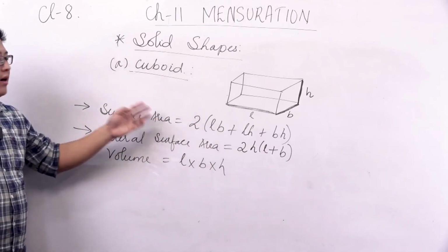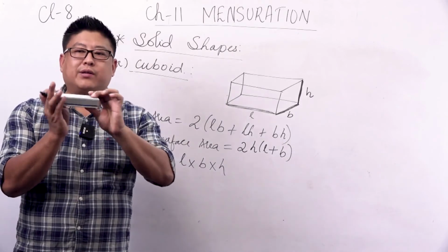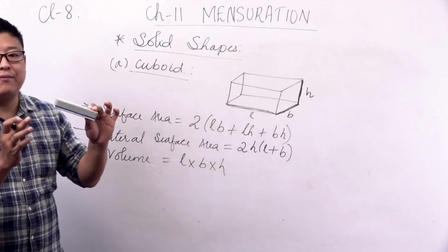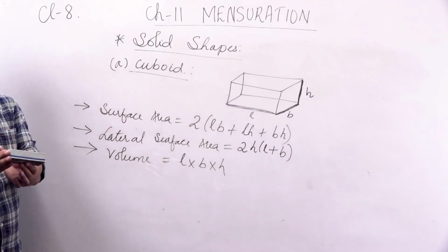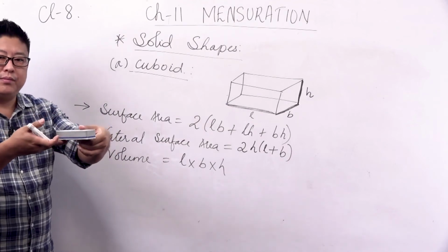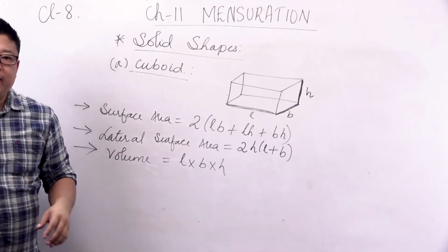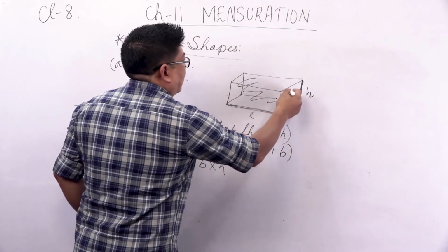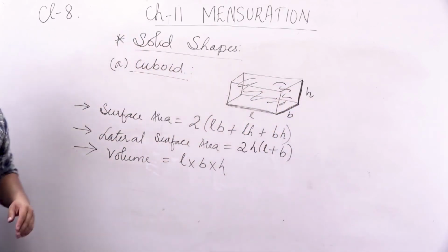Total surface area or surface area means all the sides, okay? All the sides. This is your surface area. Lateral surface area, this one, it means the sides, okay? Only the sides. Leave out the top and the bottom, right? And volume means the amount that it can hold, okay? The space inside, this one, all right? So these are the three formulae that you have to memorize.